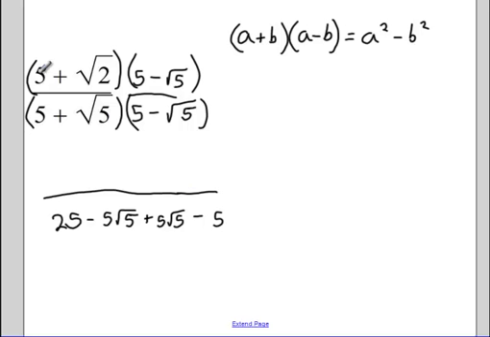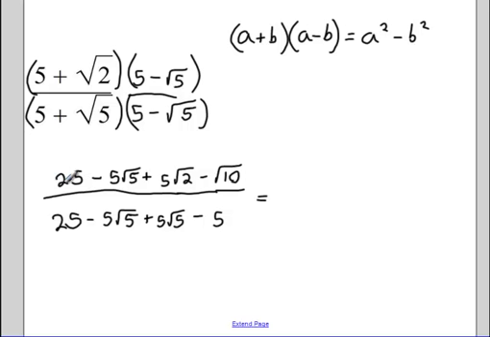Let's do the first step in the numerator now. 5 times 5 is 25. 5 times negative square root of 5 is negative 5 square roots of 5. Now up top I have square root of 2 times 5, so that's plus 5 square roots of 2. And the final step, square root of 2 times negative square root of 5, that gives me negative square root of 10. Alright, so now let's just simplify this and combine like terms.